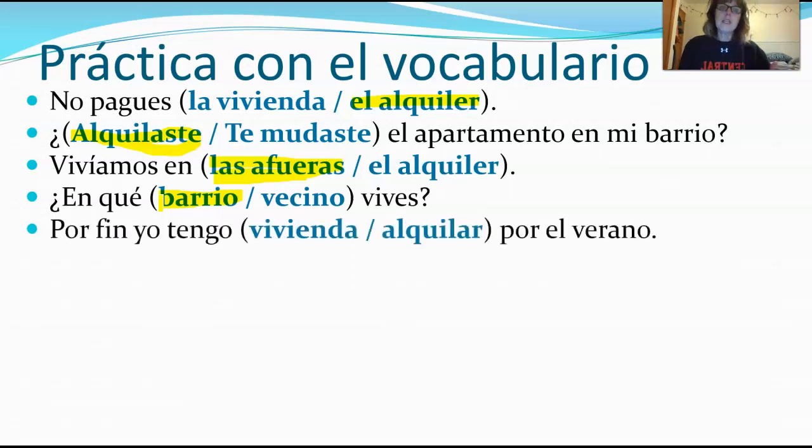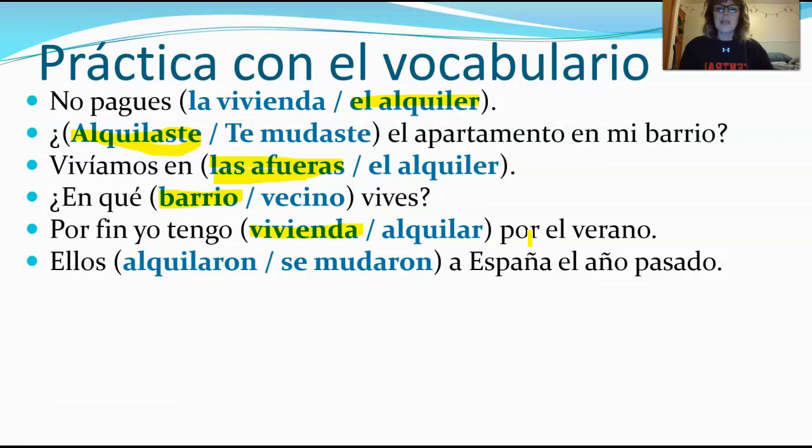Next one, por fin. That's one of those por phrases, right? Por fin. Yo tengo blank por el verano, vivienda o alquilar. Por fin, yo tengo vivienda. Finally, I have housing por el verano. Notice por el verano, by the way. Por has to do with the duration of time throughout the summer, for the summer.